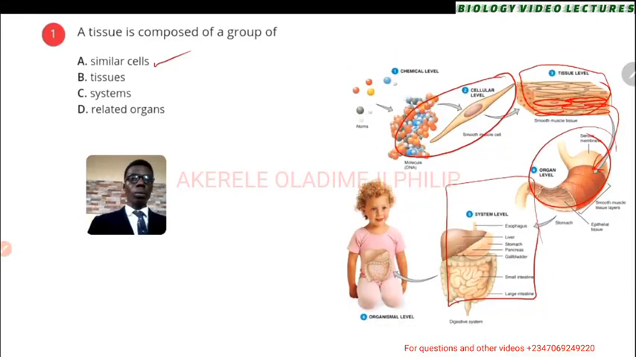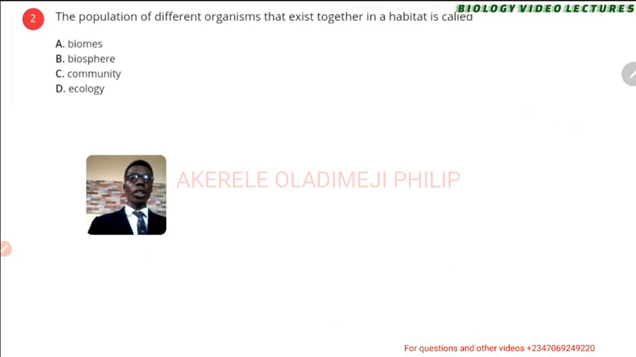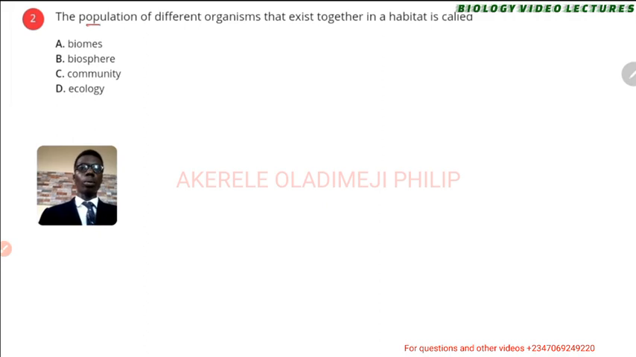The population of different organisms that exist together in a habitat is called what? Like I always tell you, try to pause the video first, try to attempt the question before listening to the answer. So that should form a community. A collection of different populations forms a community.